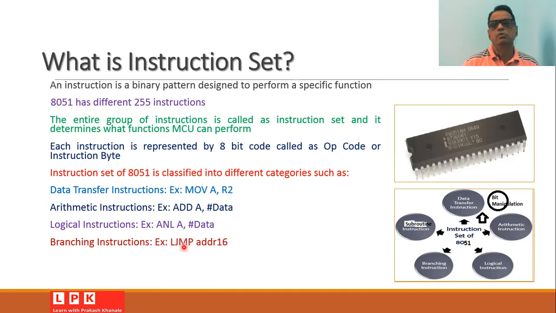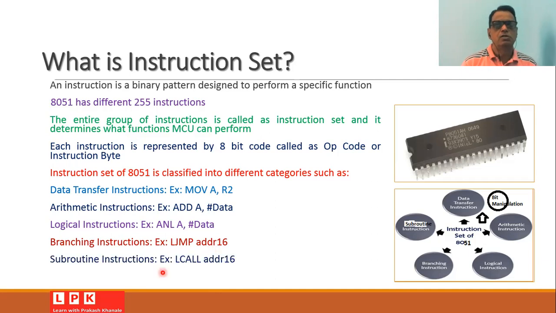Branching instructions are used for branching of the program. That is, whenever we want to jump from one instruction to another instruction which is not in sequence, we can make use of the branching instructions. There are several branching instructions available, and they are useful whenever we want to make any decision within a program. For example, we can have a long jump, LJMP, followed by a 16-bit address, where the jump will take place to the specified destination or target address.